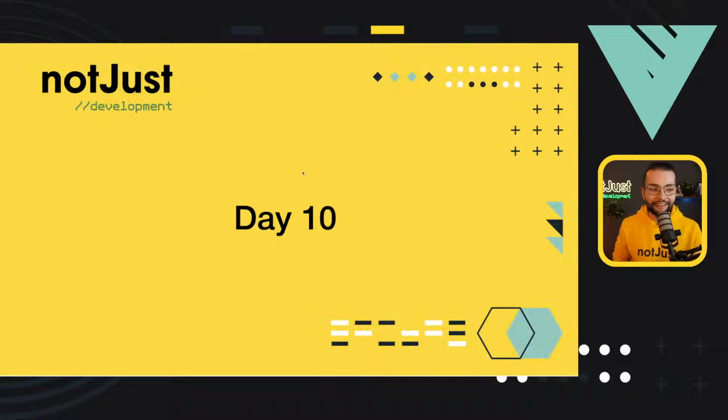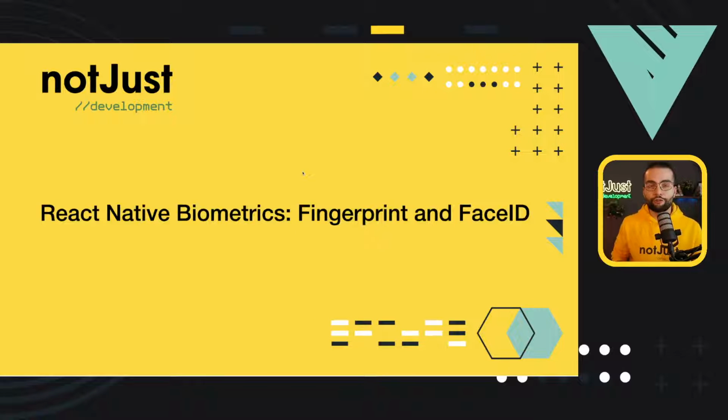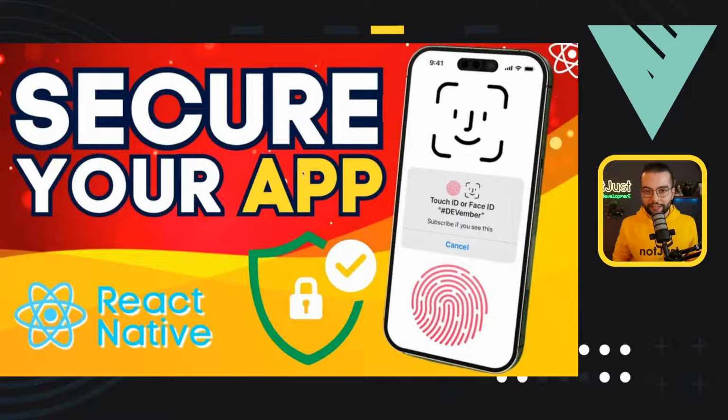Today is day 10 and the topic of today's video is React Native biometrics, specifically fingerprint and Face ID in order to secure your application. Using the device's fingerprint and Face ID, we can add an extra security layer to our application besides a usual authentication form or authentication flow, or you can also use Face ID to secure maybe some parts of your application that you want to be secret only to the user, to the owner of a device.